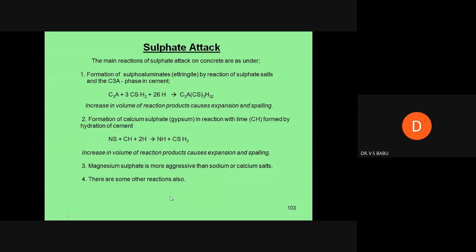Okay. Next, magnesium sulfates are more aggressive than sodium and calcium salts. Normally, magnesium sulfates are available in the atmosphere or in the marine environment, and they are more dangerous than sodium and calcium salts. If it is calcium salt or sodium salt, your structure will be safe for at least 20 to 30 years. But if your structure is attacked by magnesium sulfates, within 10 to 15 years your building will collapse, because magnesium sulfates are more dangerous than sodium and calcium salts.